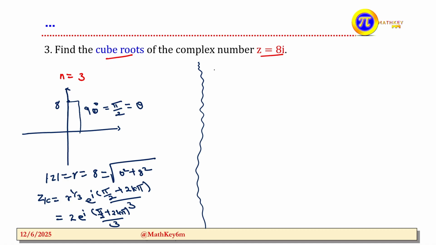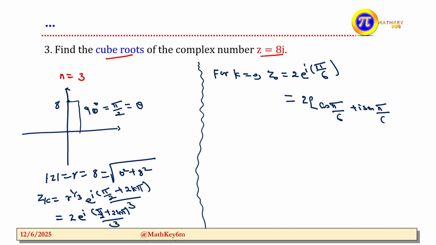For k equal to 0, starting from 0, we have z naught equal to 2 times e to the power of i, and when k is 0 it becomes pi over 2 divided by 3, this is pi over 6. So the result is 2 into cos of pi over 6 plus i sine of pi over 6. Since pi over 6 lies in the first quadrant, both cosine and sine are positive.